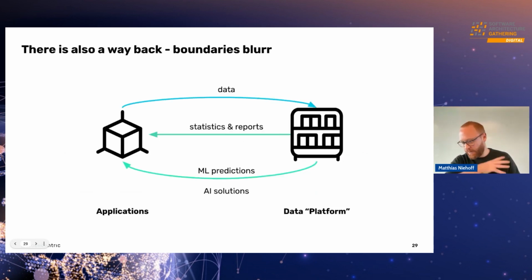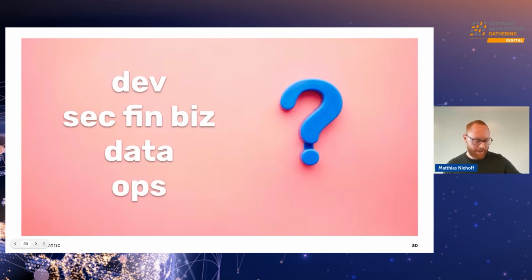And this is not only one way. We also have the way the other way around. Statistics reports should be shown in the application again. We do ML predictions or ML models, and they should be shown in the application again, in an online, customer-facing or whatever user-facing application. So it's not like the analytics platform is only getting data, but it is also providing things on the other side. So in the end, one could argue, hey, teams must now be DevSecFinBizDataOps and all this stuff. DevOps is not enough anymore.